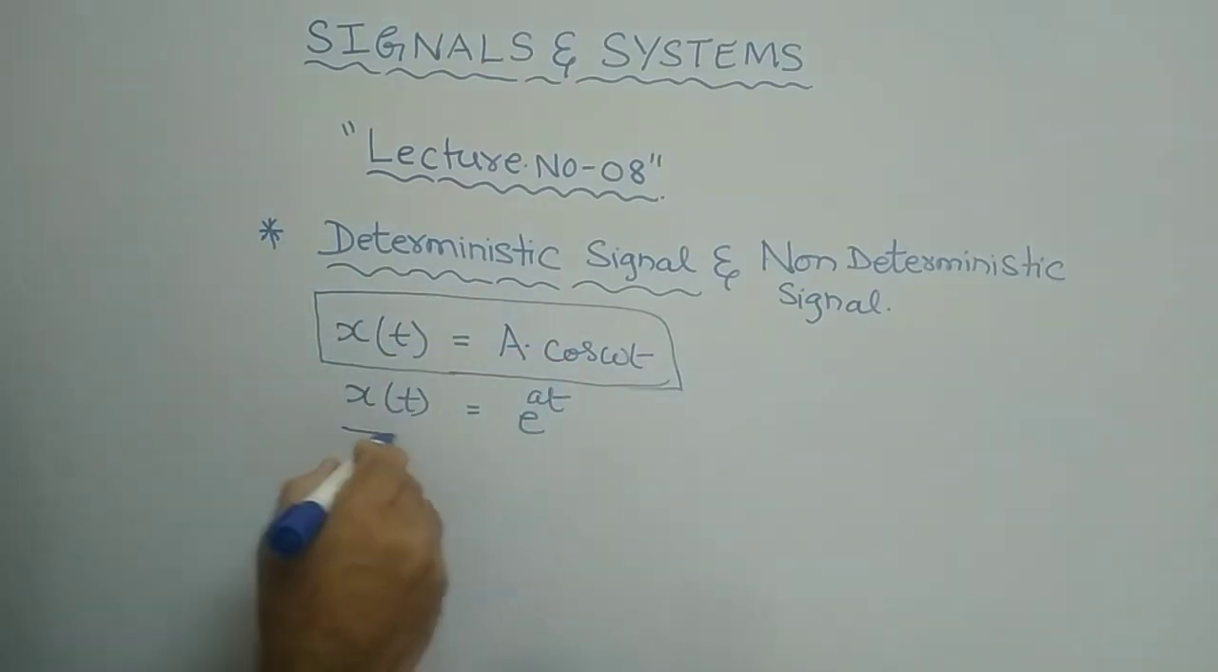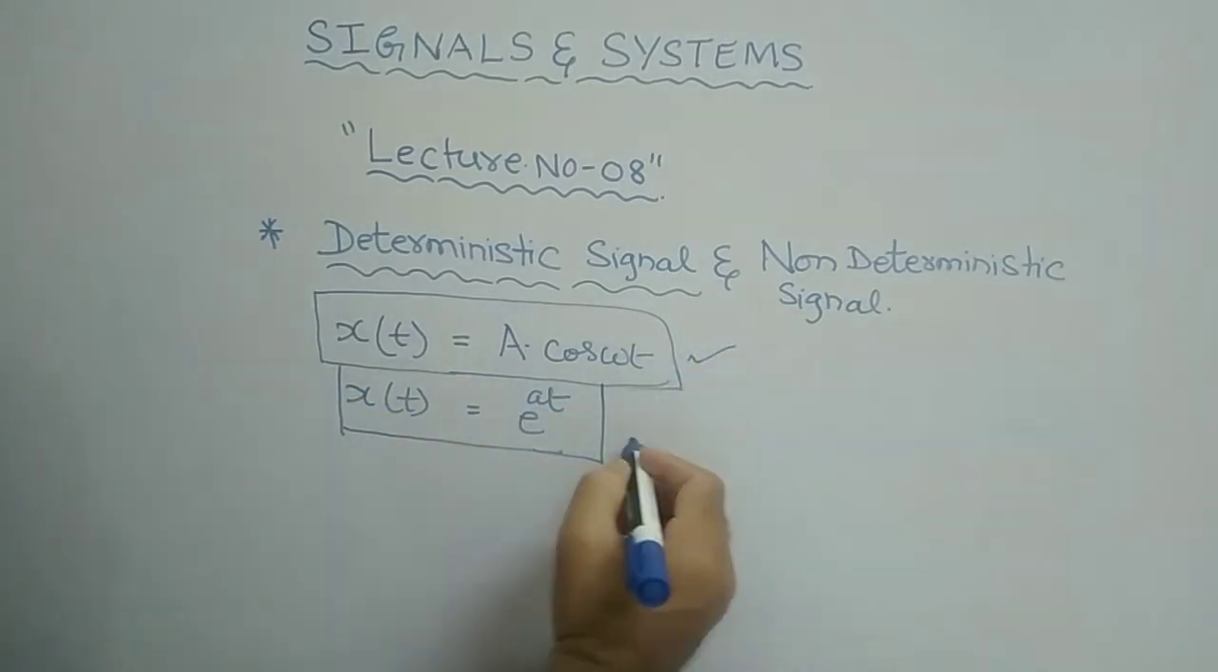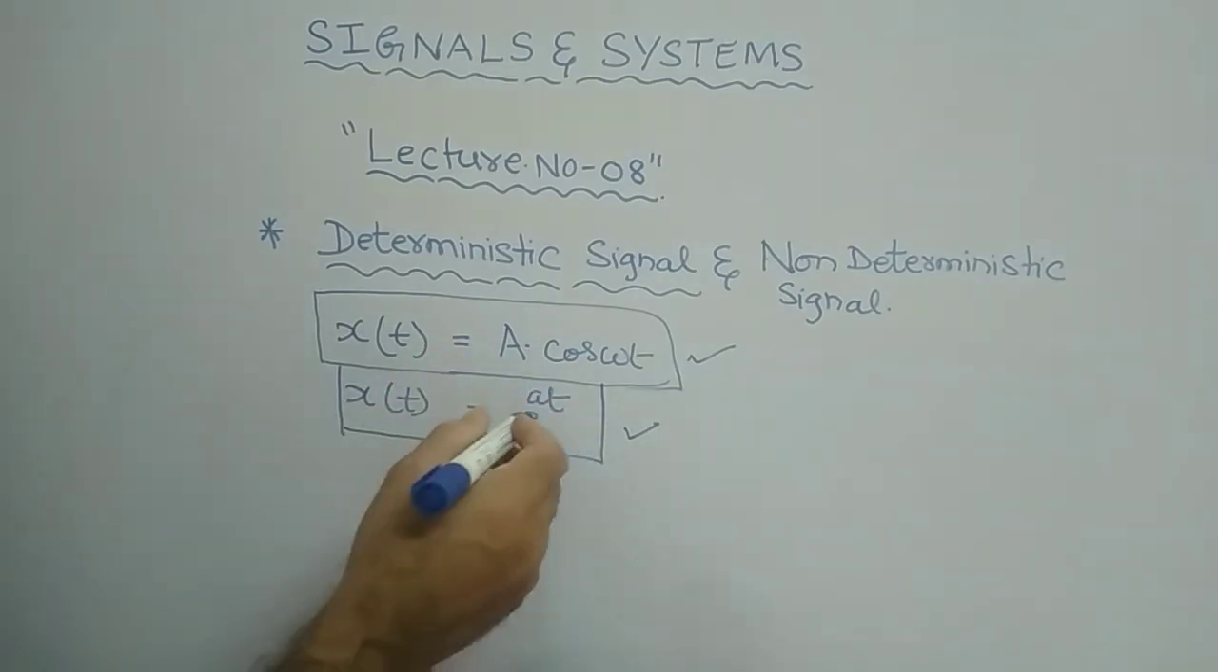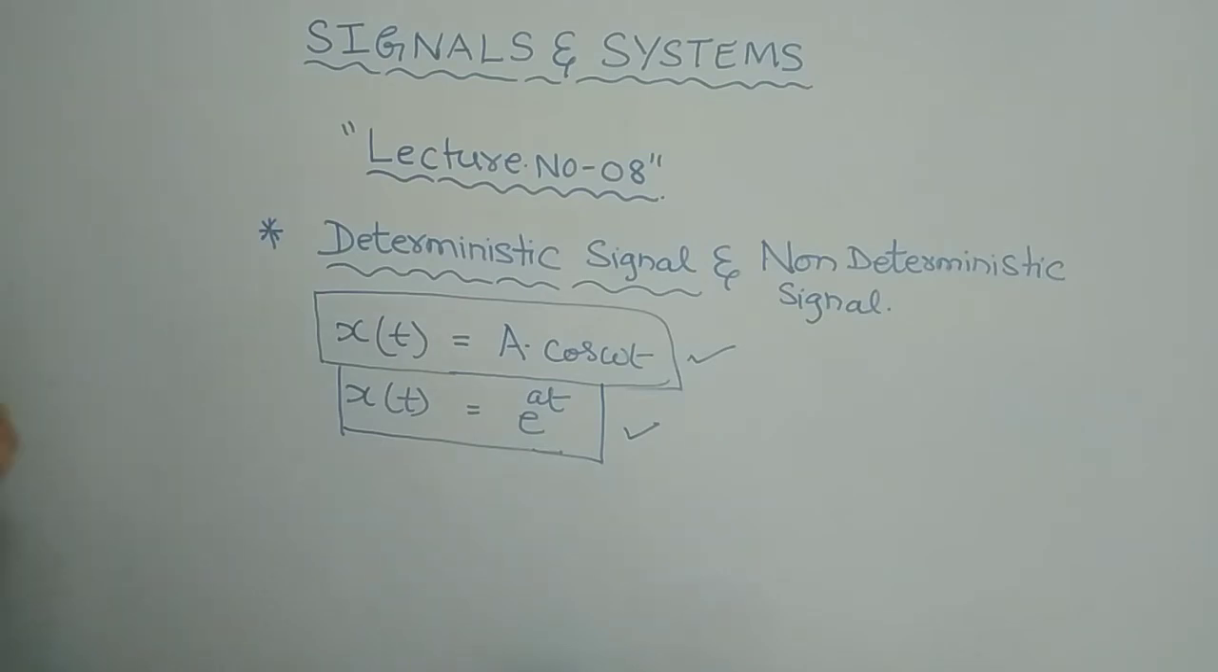Similarly, the second one is an exponential signal, x of t equals e power at. Even for this, you can calculate the value also. I mean, energy and power you can calculate for this. Like that, a signal for which we are able to find out its value comes under deterministic signal. Whereas for a noise signal, it is very difficult actually. You can't find out any parameter of noise.